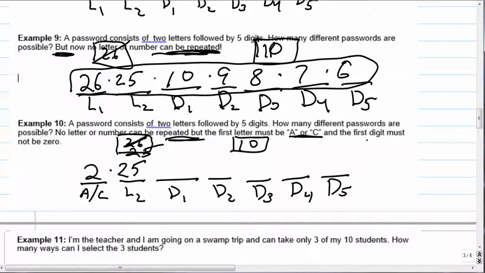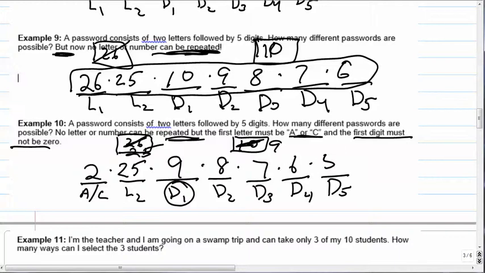Wait, oh, I left this out. The first digit can't be 0. So this is special here too. That first digit can't be 0. If the first digit can't be 0, I have 9 choices. Right? There are 10 choices in the box, but I can't include the 0 right now. Now, whatever I do, when I pick that digit, the box now has 9 because there's 1 less digit. I can't put things back. 9, 8, 7, 6, 5.